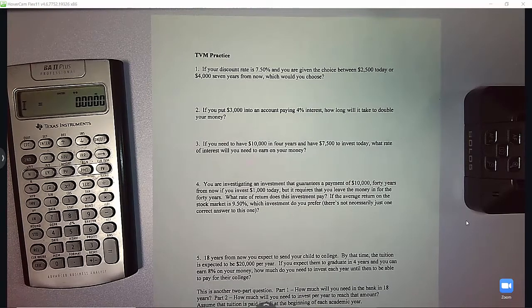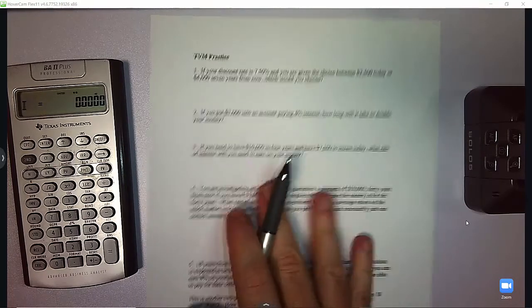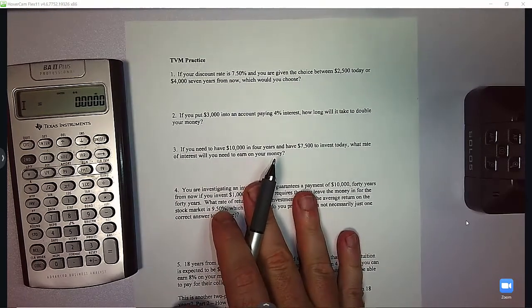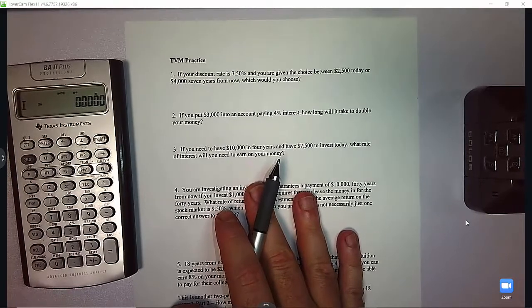All right. So we're going to go through some time value of money problems, or TVM problems. And the first one here has to do with the present value or future value of a lump sum.